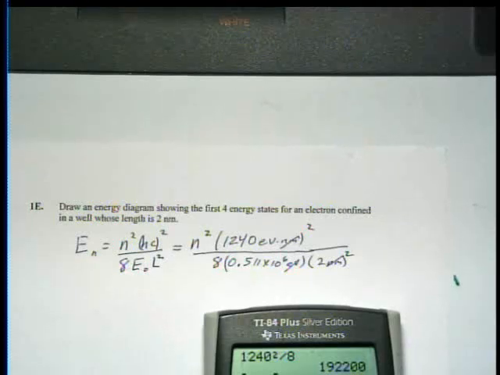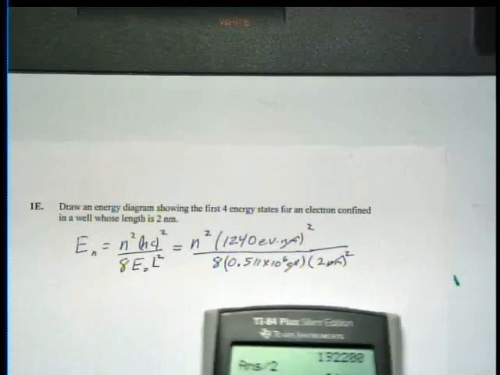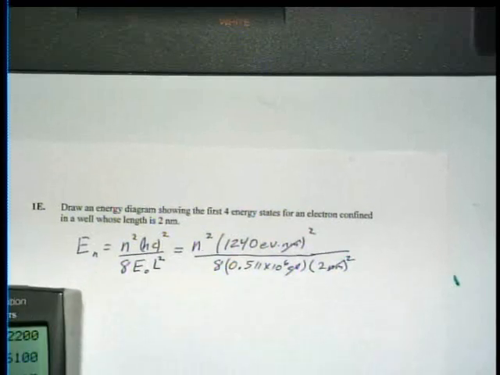All right, what did I do wrong? 1240 squared, good, no problem. Divided by 8, yeah, divided by 2, divided by 0.1. Oh, I didn't divide by the square of the 2. Again, why we check our numbers so we make sure we do things right.